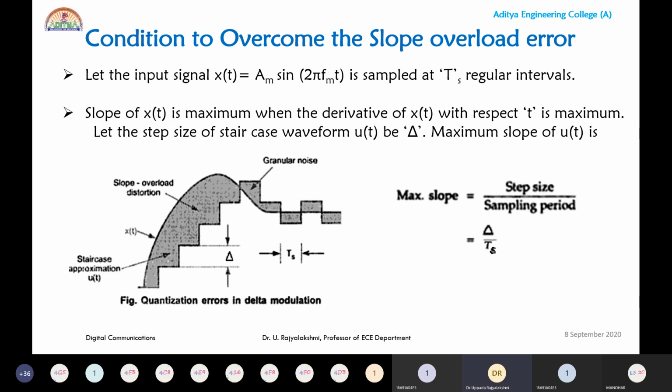Okay, so what is the maximum slope of u of t? The maximum slope of u of t is the change in the y-axis of u of t divided by the change in x-axis, that is delta by Ts. Please remember this expression. Okay, let us move to the next slide to calculate the slope of x of t.